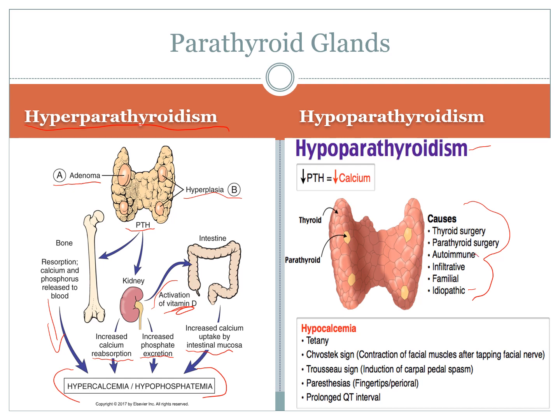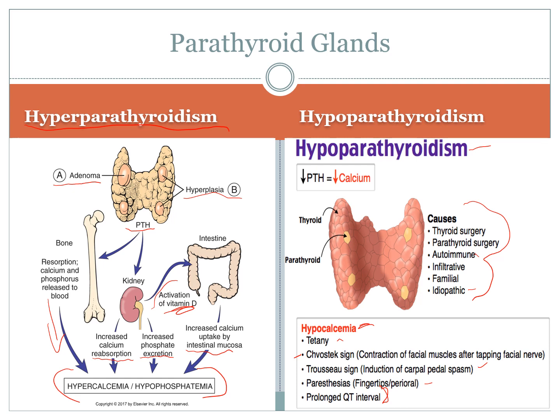Now your clinical features are going to be exactly the same as hypocalcemia. So you're going to get your tetany, you're going to get your Chvostek sign, your Trousseau sign, tingling of the hands and feet, and you can get arrhythmias associated with a prolonged QT because of the lack of calcium. You can get that inability to stabilise the cardiac tissue itself.